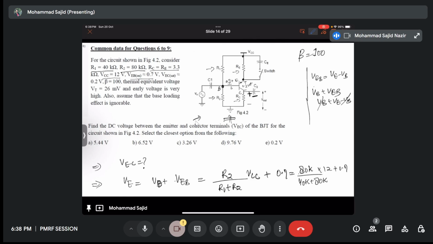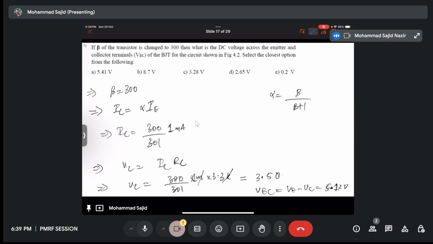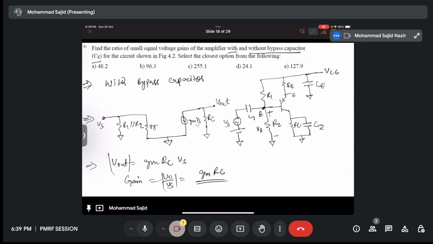Then on the question on the MOSFET, which again, the BJT is a simple problem. It's not. Okay, in this problem, we have to find the gain with and without the bypass capacitor CE.